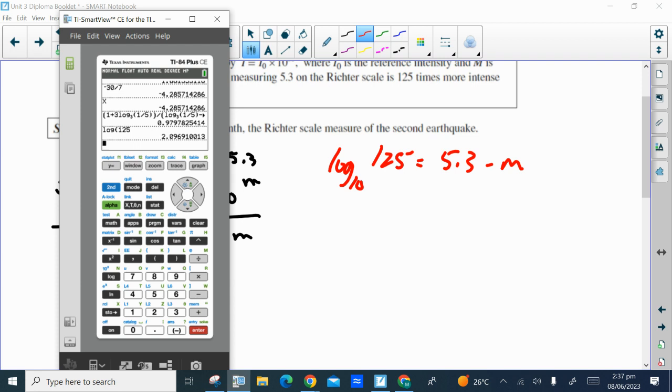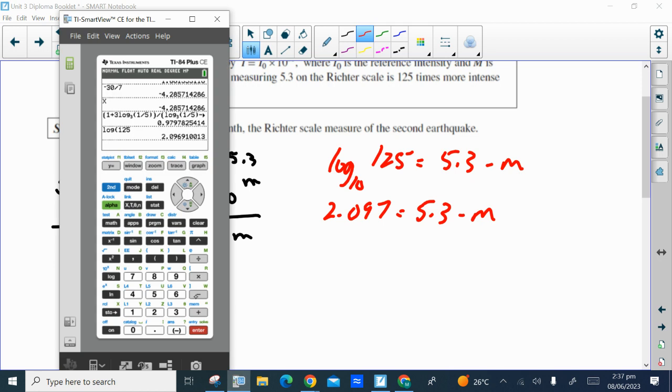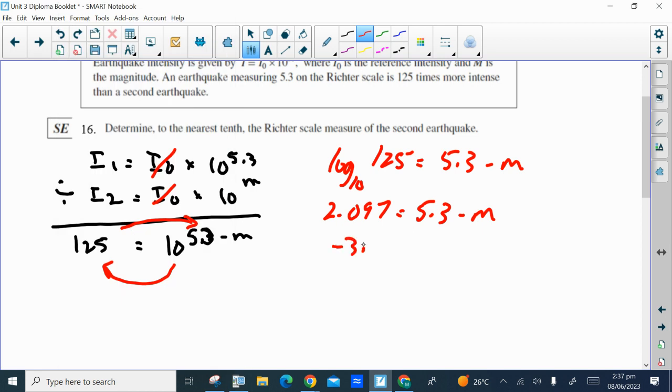So that's 2.097. That equals 5.3 minus m. We'll subtract the 5.3, and we'll get negative 3.2 equals negative m. So m equals 3.2. That's the magnitude of the second earthquake.